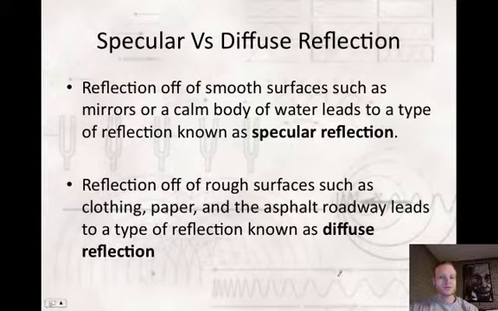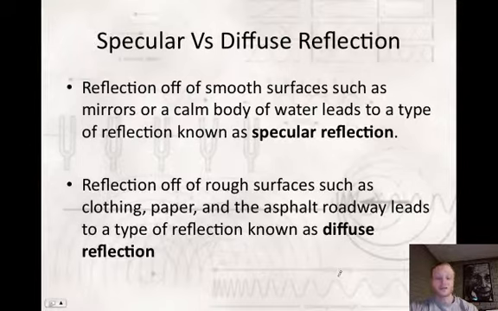There are two types of reflection that you should be familiar with. The first is called specular reflection. Specular reflection occurs off of smooth surfaces, such as mirrors. You may have seen a really calm day on a lake, where the lake looks almost like glass and you can see the reflection very easily. Those are all examples of specular reflection. A smooth spoon, you can see your face in a spoon. That's a specular reflection.